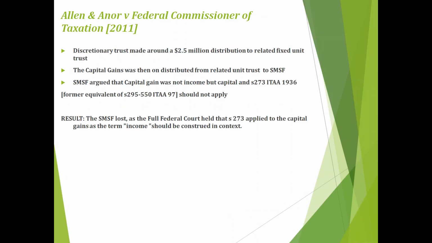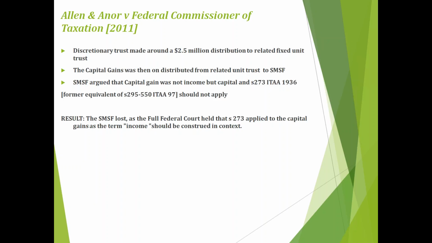In the Allen case, broadly, the facts involved a discretionary trust making around a $2.5 million distribution of a capital gain to a unit trust that had been amended to receive the distribution. The capital gain was then on-distributed to the SMSF as a unit holder.